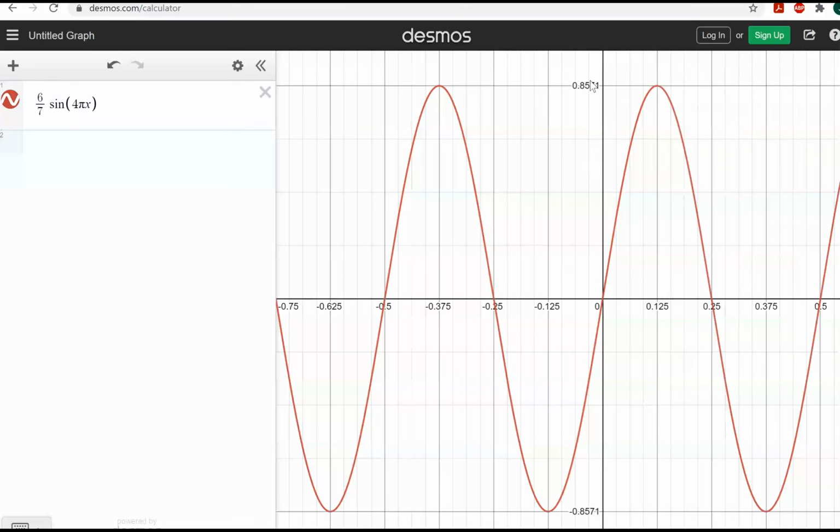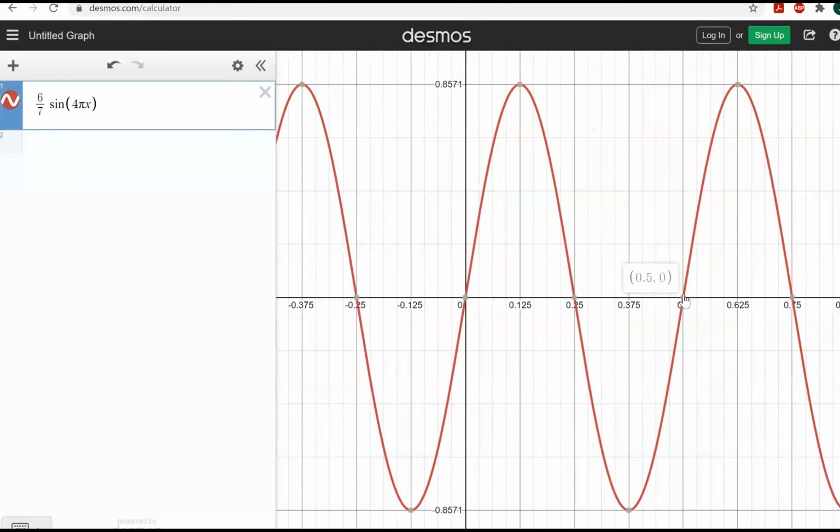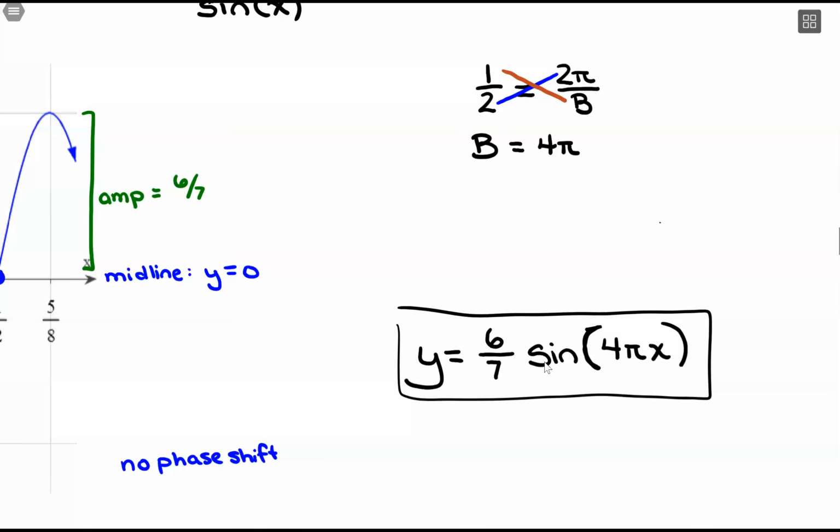So with that, we can see 6/7, -6/7, and that's our maximum and minimum values. We're starting at the origin right there. And then in terms of completing the whole period, that starts repeating at 0.5. So with that, we can check those key values coming through based on the function we found.